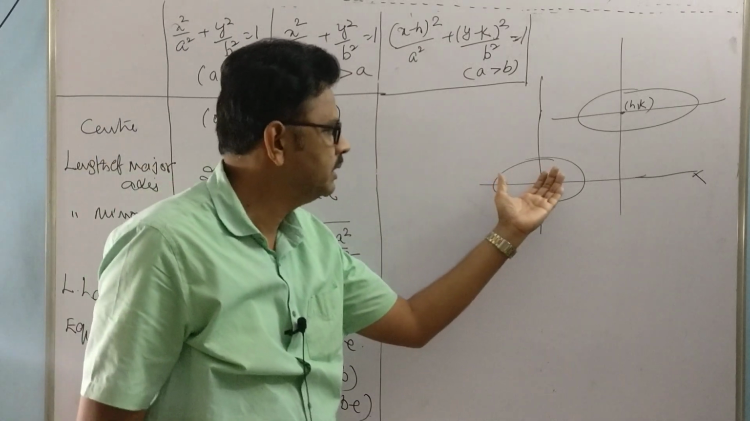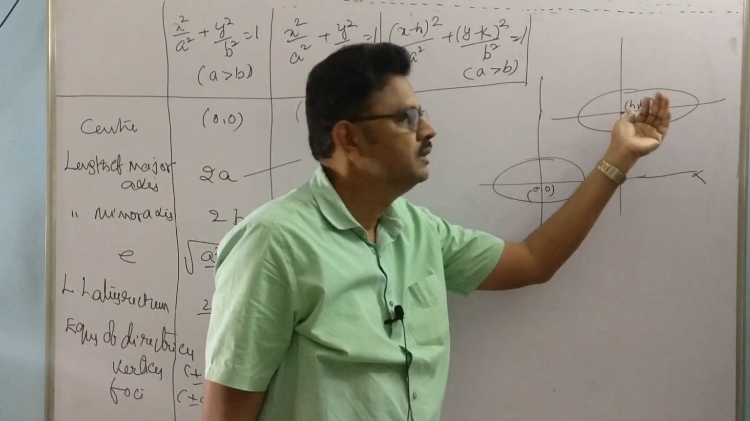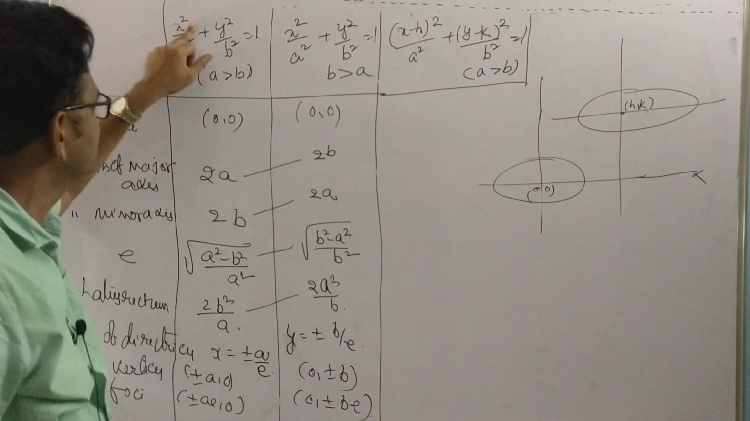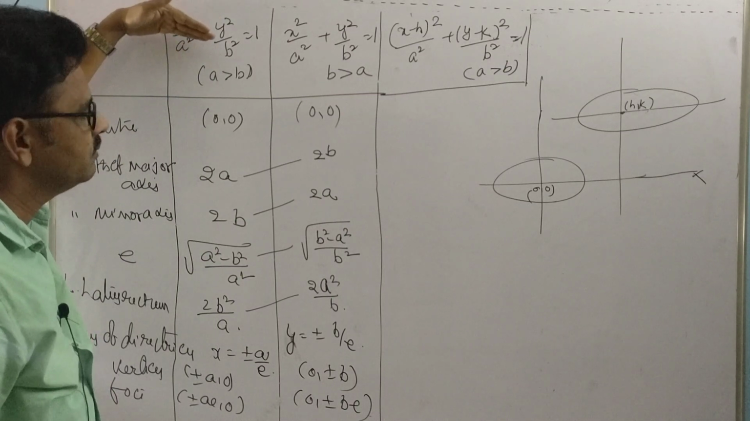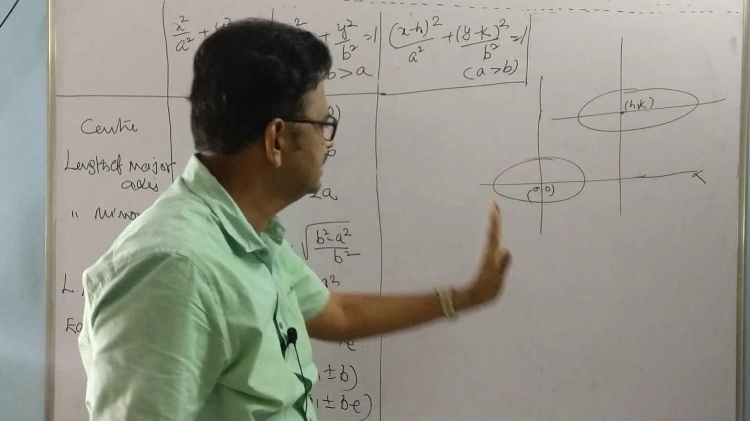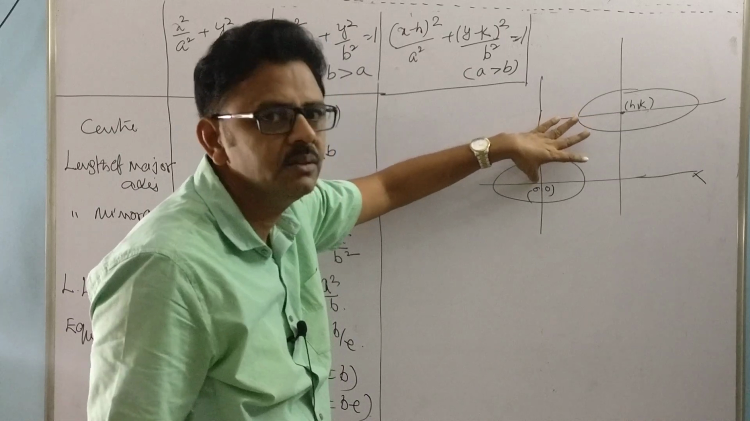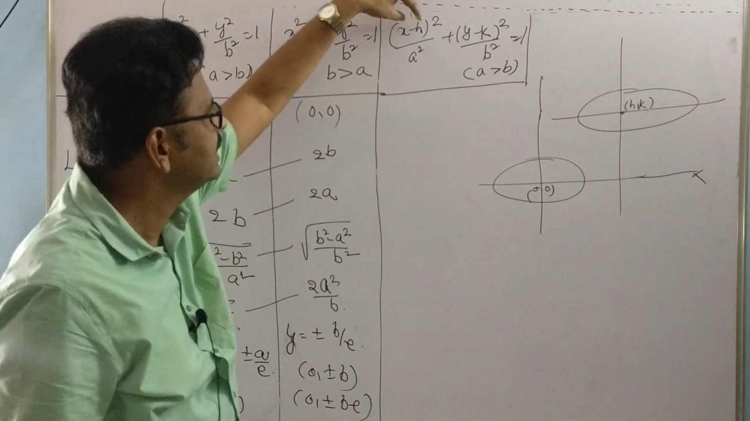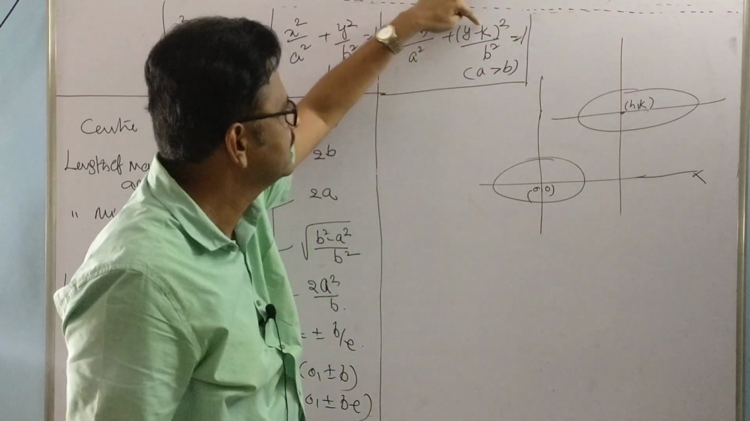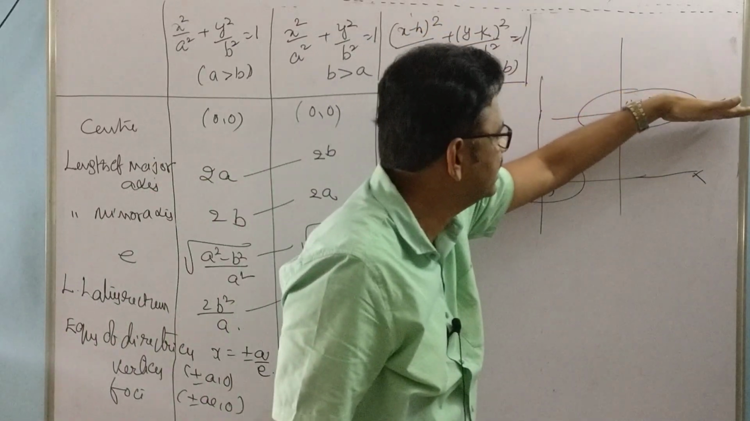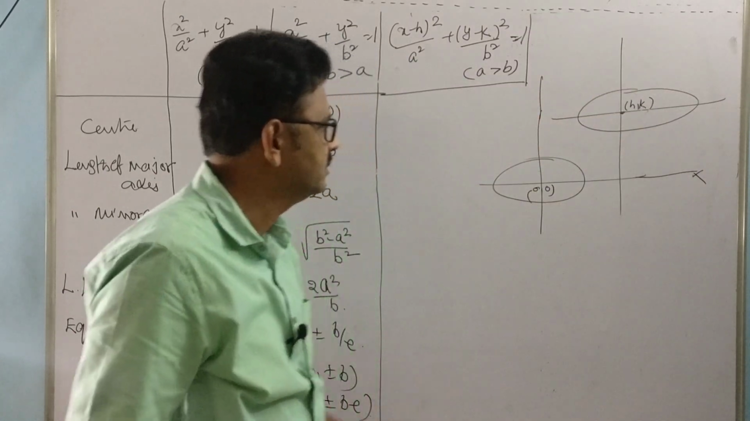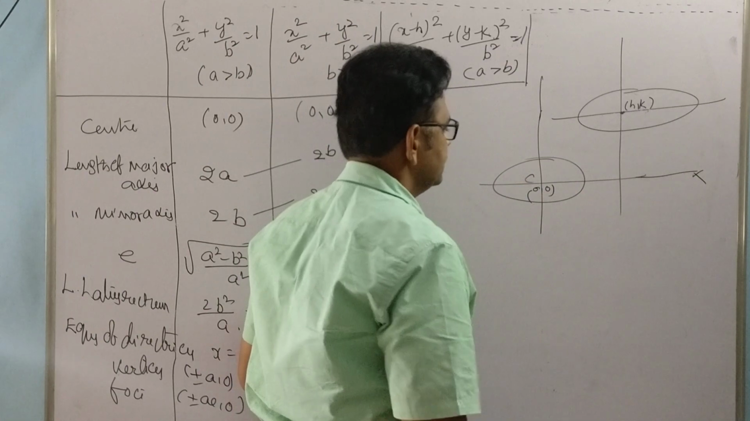So the same ellipse you can lift and place here. So what of this h, k? x equal to 0 means y axis, y equal to 0 means x axis. The point of intersection of major axis and minor axis is the center, that is 0, 0. What about here? x minus h equal to 0 means x equal to h, so this is the minor axis. y minus k equal to 0, this is y equal to k, so this is the major axis. The point of intersection is h, k.